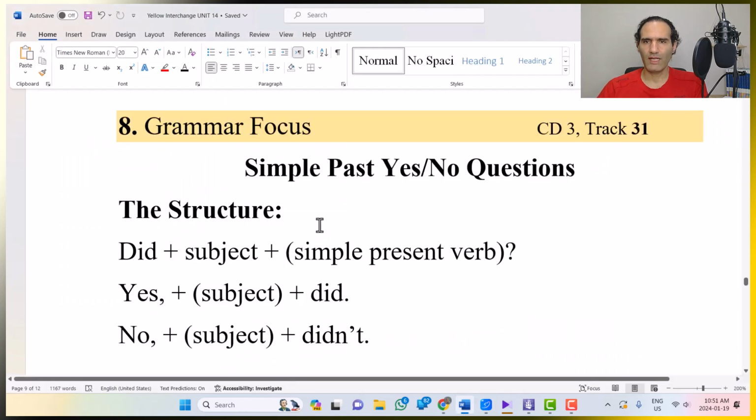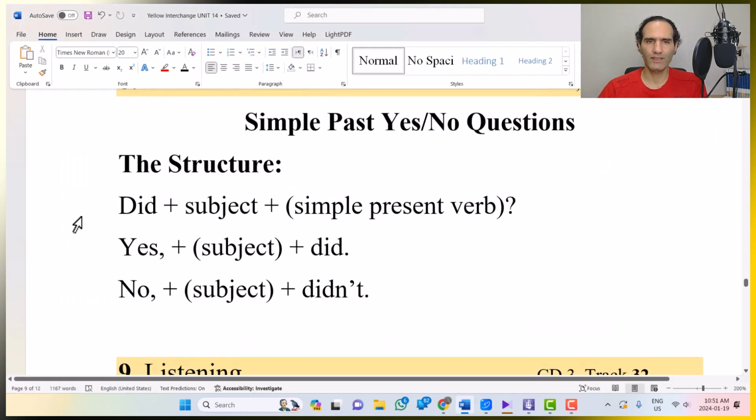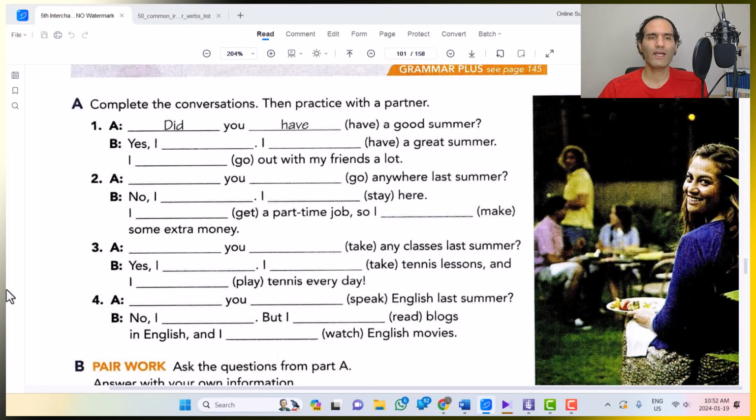Before going to part A, the structure: did, subject, and simple form of the verb. Did you study yesterday? Yes, I did. No, I didn't. It could be he, she. Did she study yesterday? Yes, she did. No, she didn't. And any other thing. After the yes and no, we need a comma. Okay, part A. Complete the conversations.